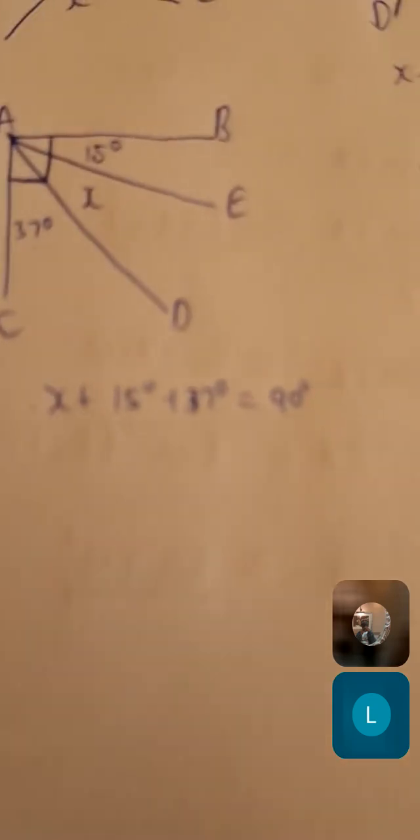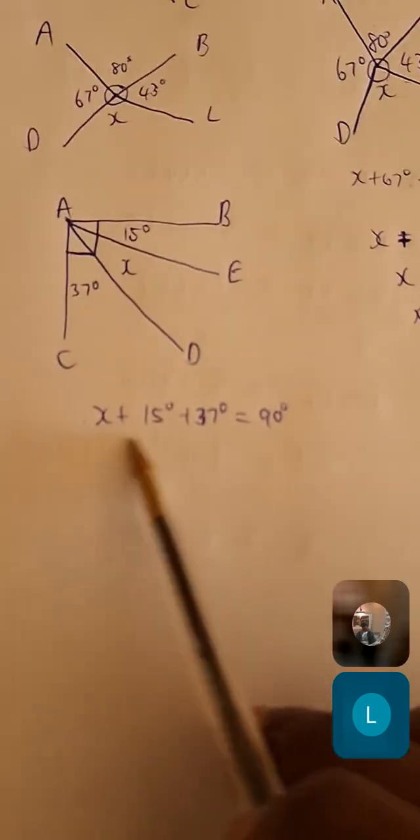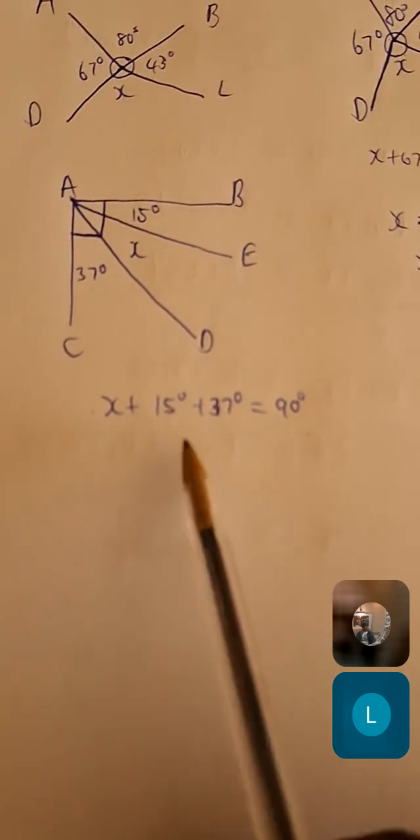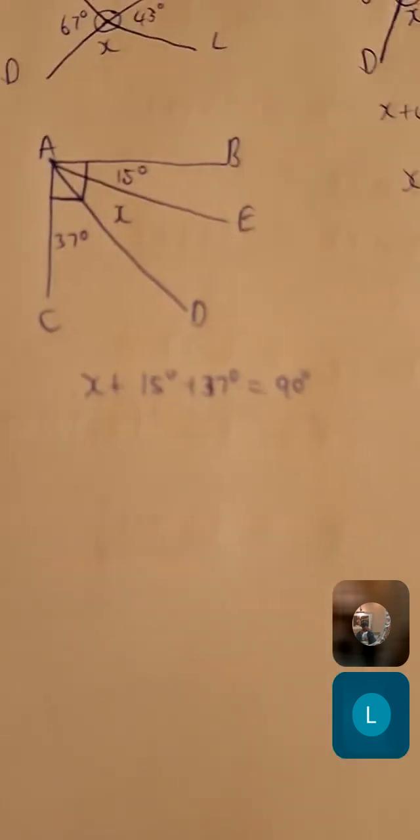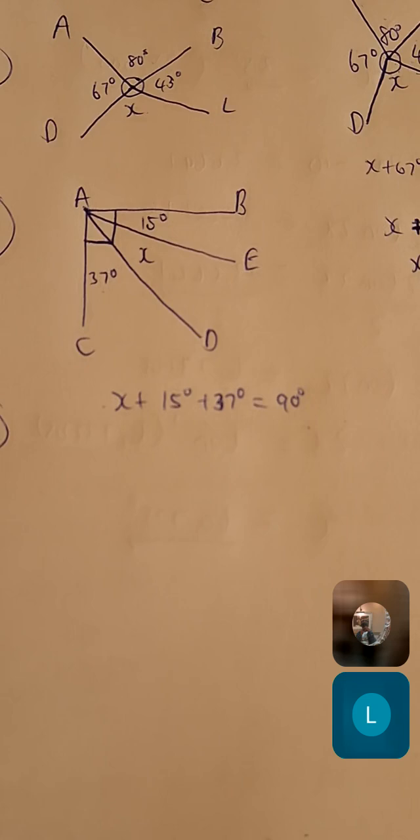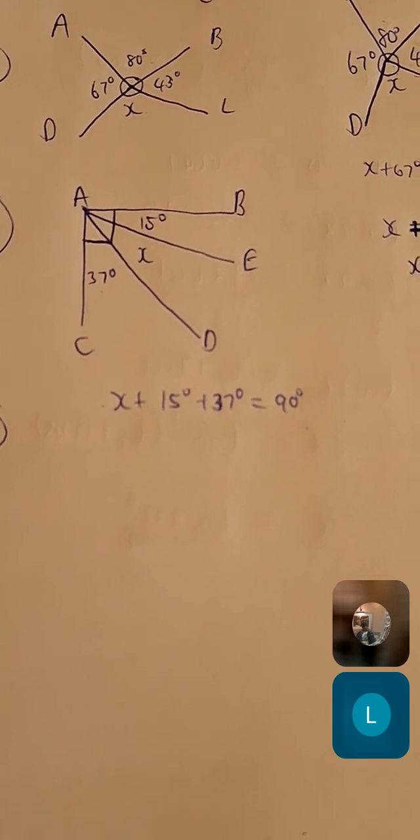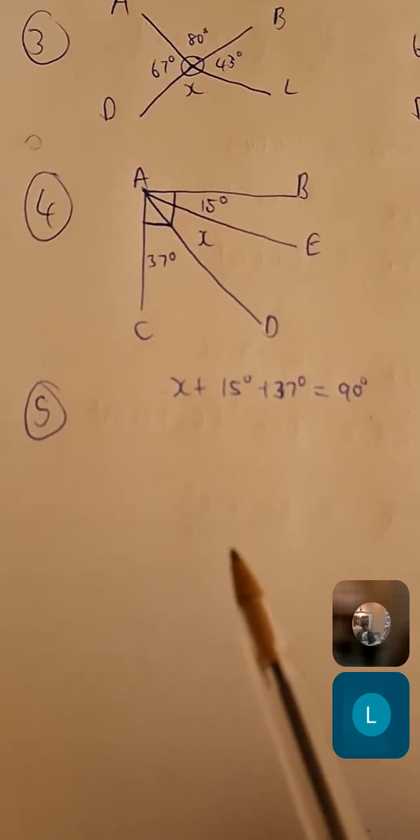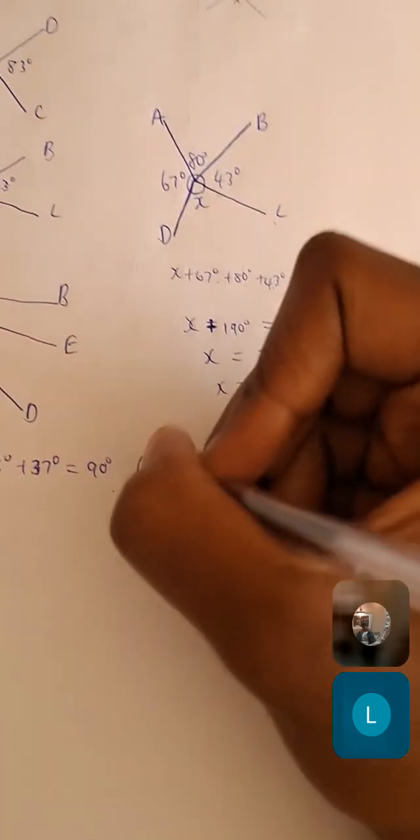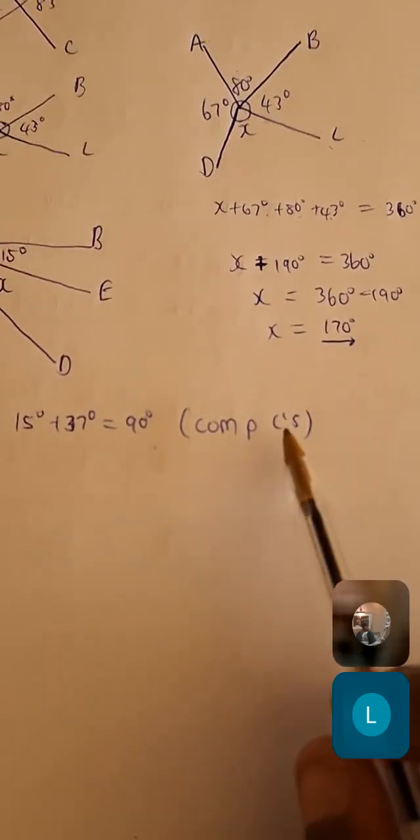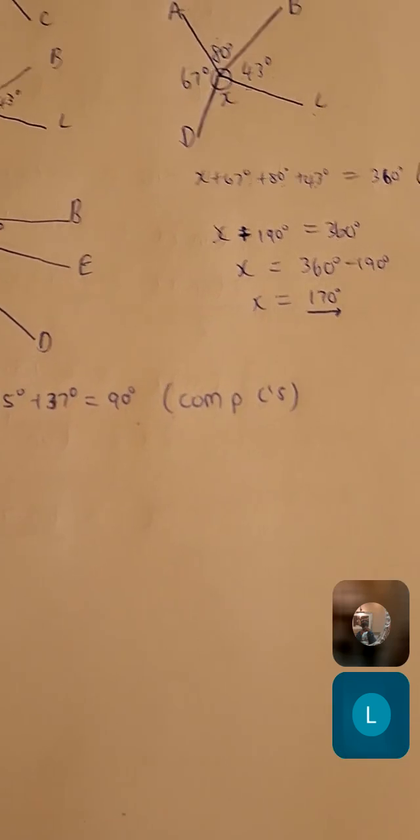All right. Can someone in the comment section tell us what is the reason, guys, that we use x plus 15 plus 37 degrees equal to 90? What is the reason? Does anyone know? This reason was very famous in grade 8 and 9. Right, Tasha said it in the comment section. Yes, you also wrote the reason. Complementary angles. So these are complementary angles.